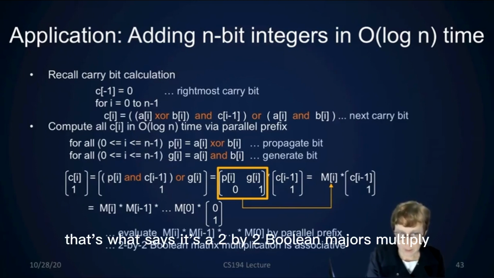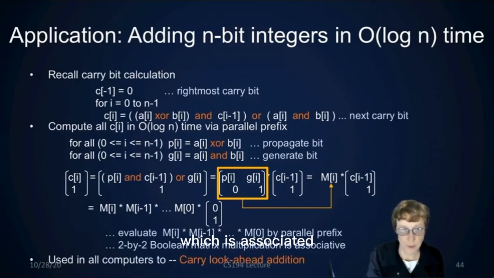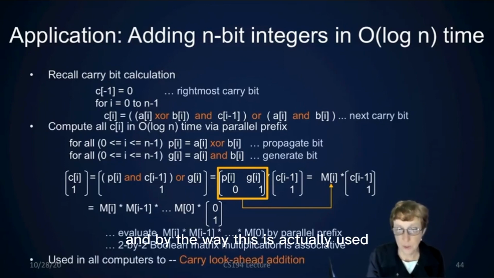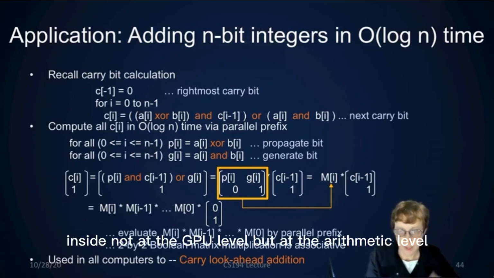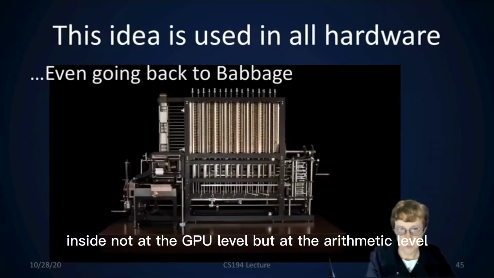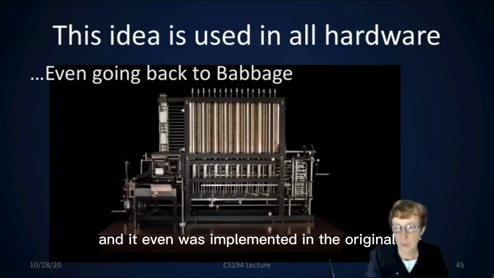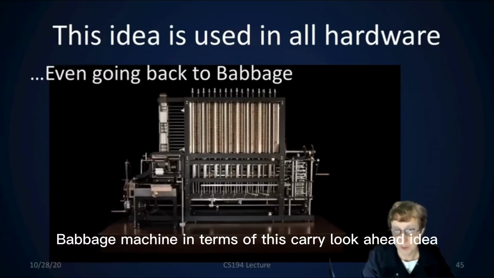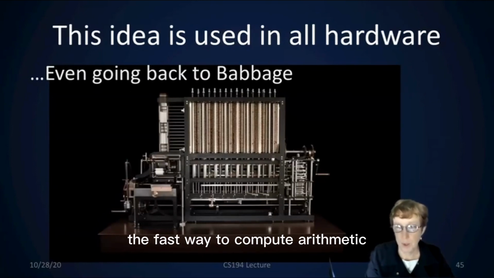And that's what it says. It's a 2 by 2 Boolean matrix multiply, which is also associative. And by the way, this is actually used in real computers, not at the GPU level, but at the arithmetic level. It was even implemented in the original Babbage machine in terms of this carry look ahead idea, a fast way to compute arithmetic.